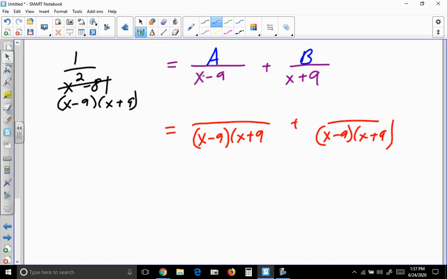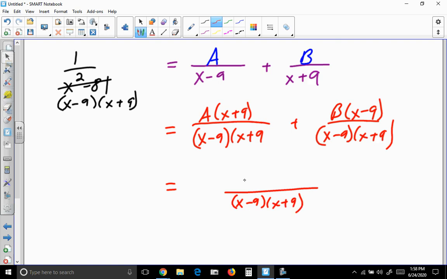The first fraction already has an x minus 9 on bottom, so we have to pick up an x plus 9, and if we pick up x plus 9 on bottom, we have to pick it up on top. The second fraction started out with an x plus 9 on bottom. If we pick up an x minus 9, we have to also pick it up on top. Since we have the same denominators, we can keep our denominators and add our numerators. So a times x plus 9 plus b times x minus 9 is equal to what we started with, 1 over x minus 9 times x plus 9.